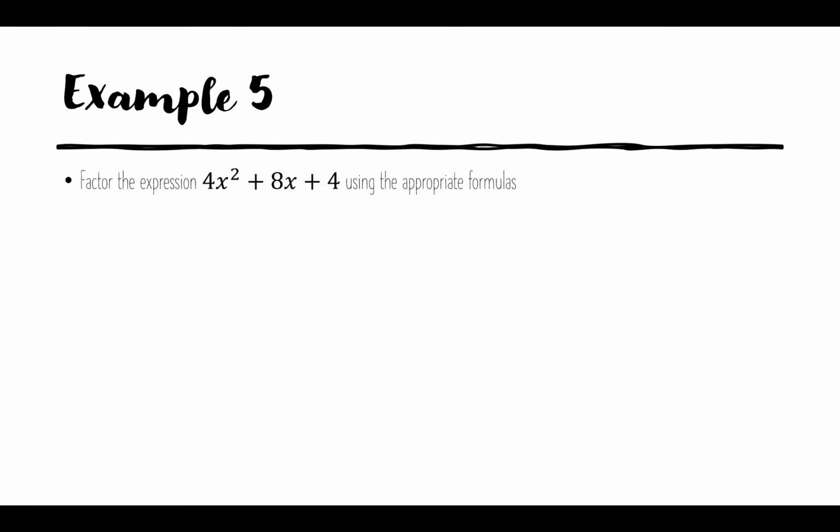Let's look at our second example on this topic. We are being asked to factor the expression 4x squared plus 8x plus 4 using the appropriate formulas. So the first thing we can do is, since we know that a 4 is present in each of these expressions, to make it easier, we can first factor out a 4, in which case we'll get 4 times x squared plus 2x plus 1. We just factored a 4 out of this expression.